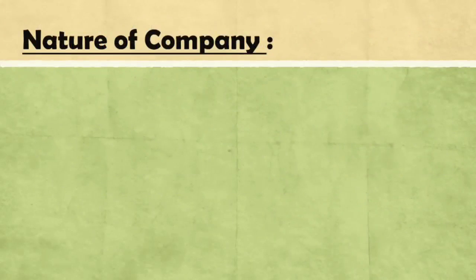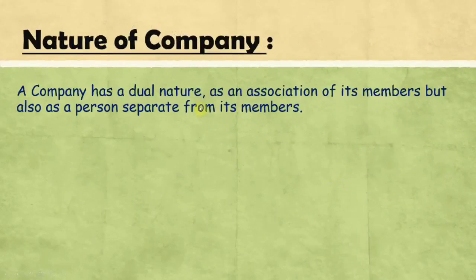Now let us move on to the nature of company. See, a company has a dual nature, as an association of its members, but also as a person separate from its members. A company is an association of members or association of persons, but its identity is different from its members. That is why a company has a dual nature. Dual nature means it has two natures. We say that a company is an association of members. Yes, it is an association of members, but its identity is different from its members.